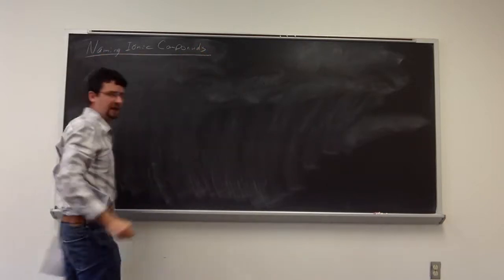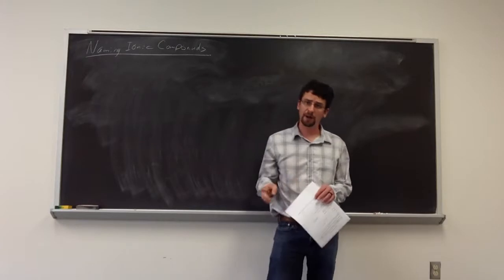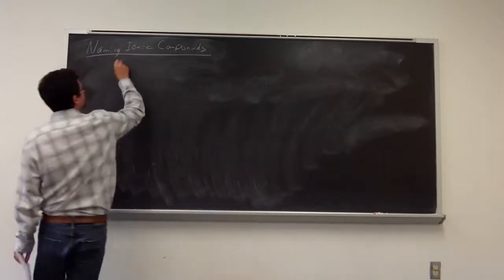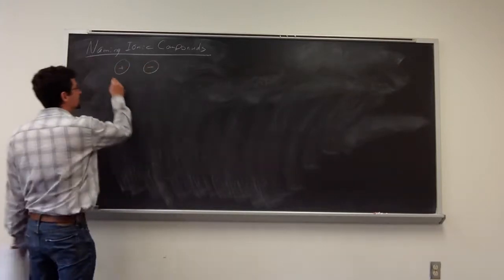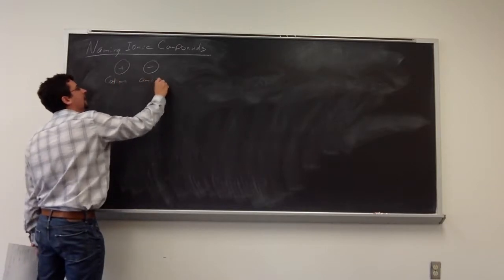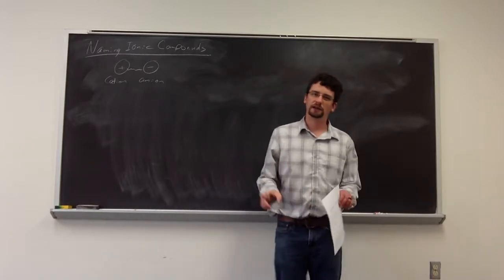So first we have to understand what an ionic compound is. This is a compound that has ionic bonds in it, meaning you have a cation, a positively charged particle, and a negatively charged particle called an anion. Then there's an electrostatic interaction between those two to cause that attraction.